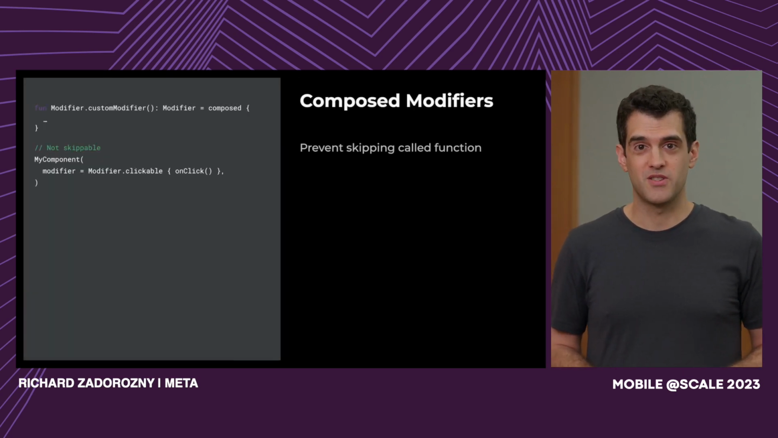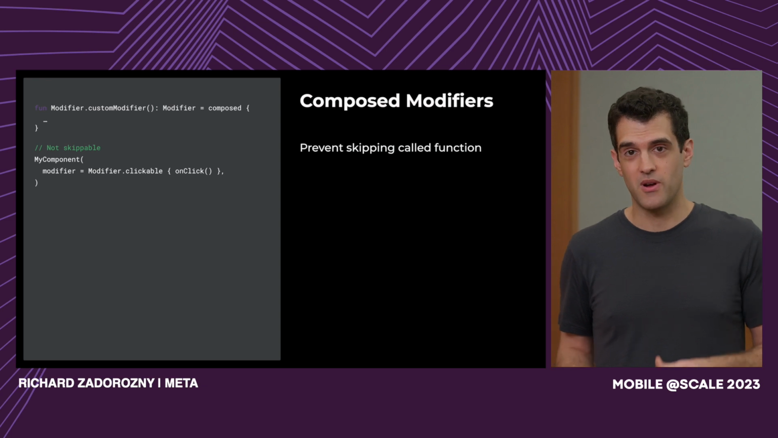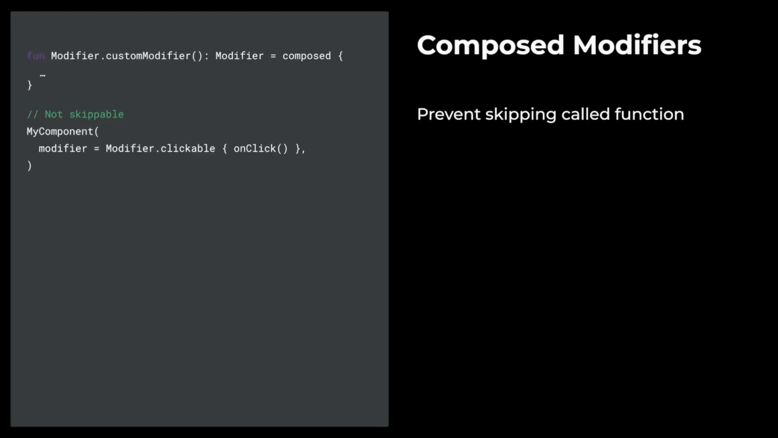The next one is composed modifiers. So in our previous example, we updated our function so that all the arguments were now stable or immutable types. However, it's still possible to pass values to prevent that specific function call and prevent it from being skipped. So in this example, myComponent is given a clickable modifier, which looks pretty innocent enough, but clickable is built with the composed modifier.